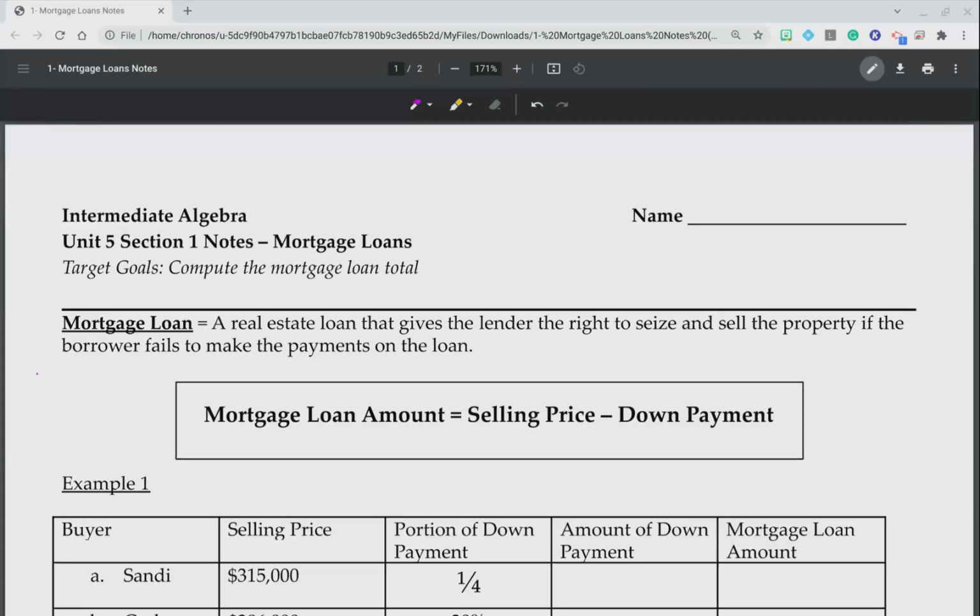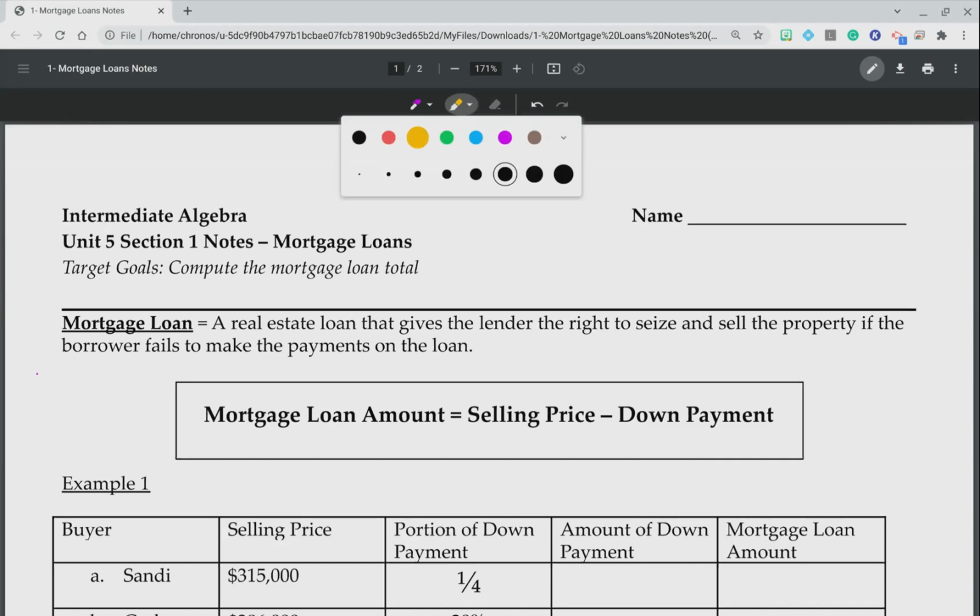So today we're going to be talking mortgage loans. Typically when you buy a house, you don't have the money up front. You don't have $200,000 or $300,000 to buy a house up front. So you have to get what's called a mortgage loan.